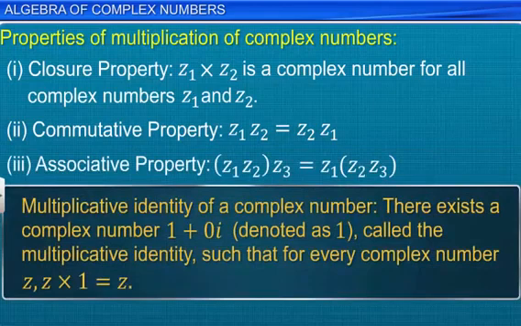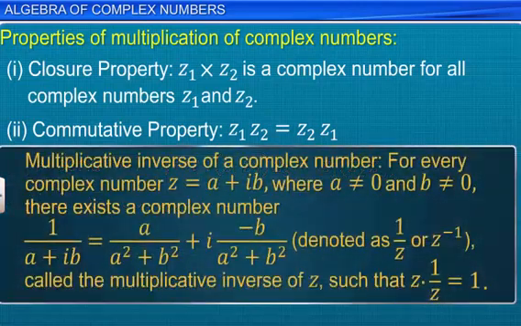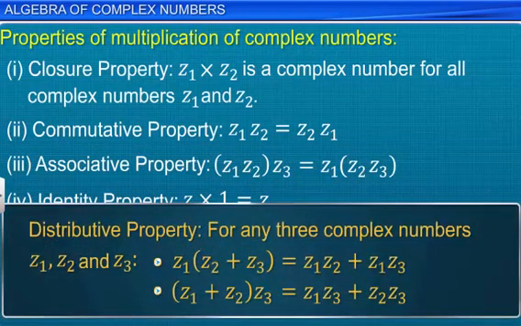1 plus 0i, or 1, is called the multiplicative identity of a complex number, because multiplying them results in the same complex number. For every complex number z, there exists a complex number 1 divided by z, called the multiplicative inverse of z, such that their product is 1. For any three complex numbers, multiplication is distributive over addition.